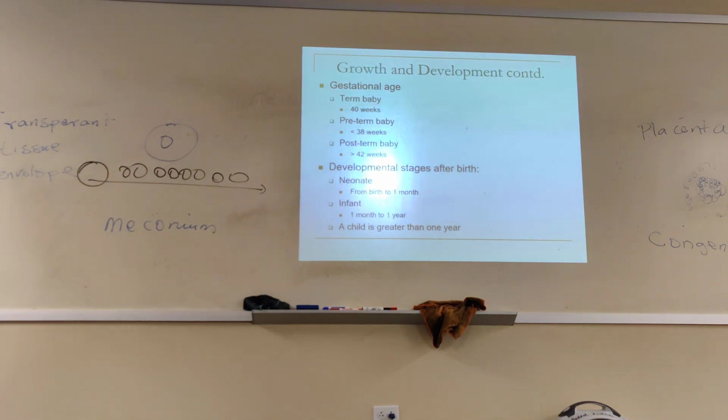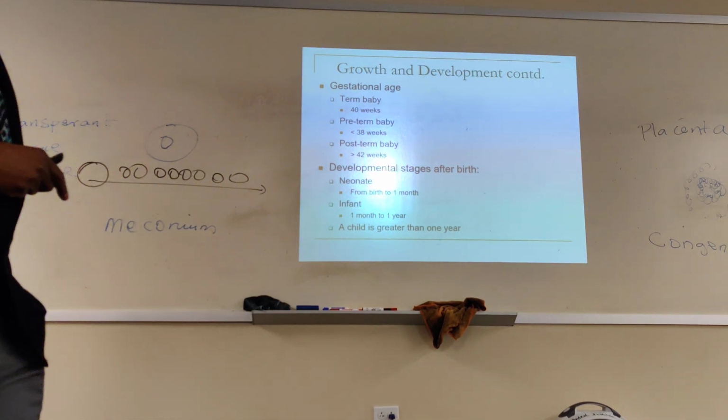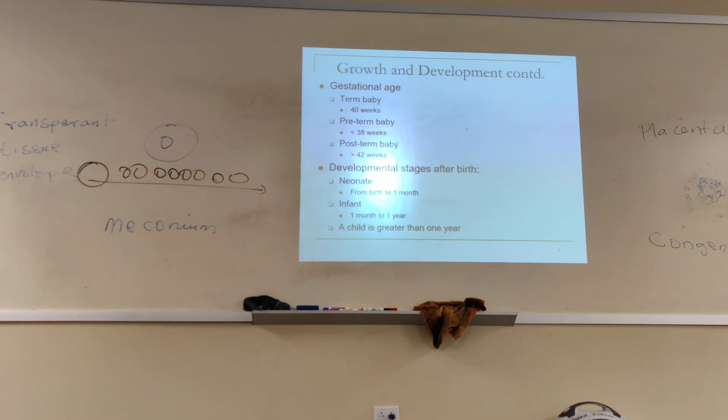Developmental stages after birth. So we'll call them neonates from birth until the baby reaches 1 month. That would be a neonate. And then we'll call them infants when they are 1 month old until they are 1 year old. From 1 month to 1 year old, we'll call them infants. And then we'll call them a child when they are greater than 1 year old. Okay? So if you go in the NICU and call a baby a child, you'll be very wrong about that. Actually, the American Thoracic Society calls a child someone that has reached 8 years of age. But for the sake of this course, we're going to say 1 year or more.